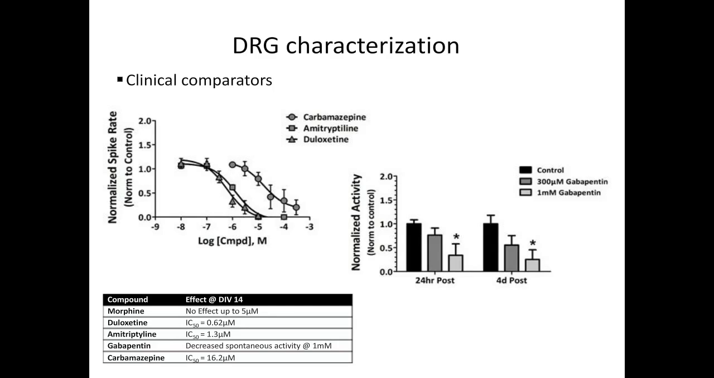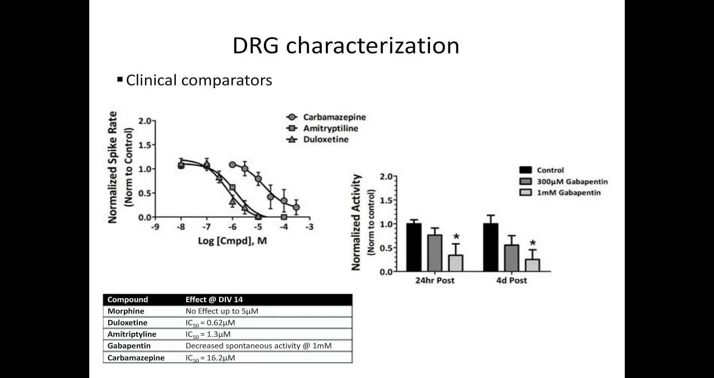We also looked at gabapentin, which is shown on the right-hand side. This did have a significant effect at a high concentration of 1 millimolar starting at 24 hours and at 4 days post. So this lends some credence to this assay being used to characterize different pain therapeutics.